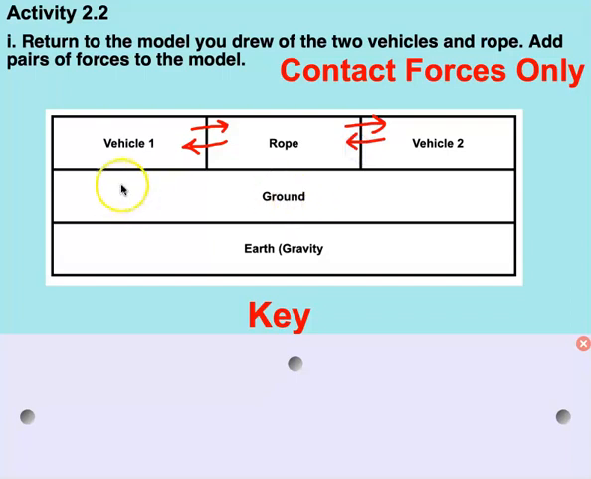How about the ground? Vehicle 1 is pushing down on the ground, and the ground is actually pushing back up. There was no contact here with the rope, but look over here. Same thing here. Now, we're going to talk about this a little bit later, and I'm going to show you this. These are just contact forces.